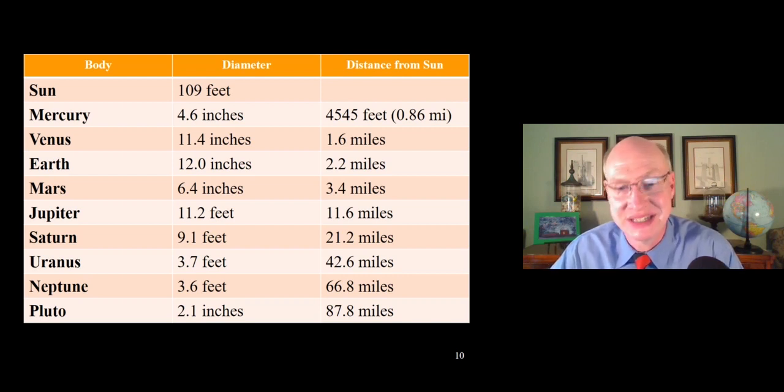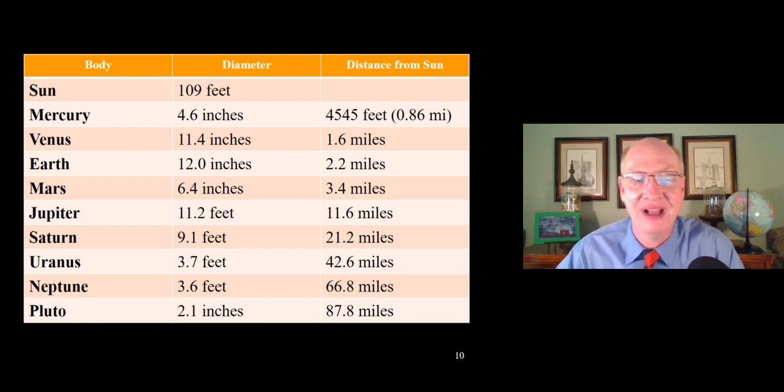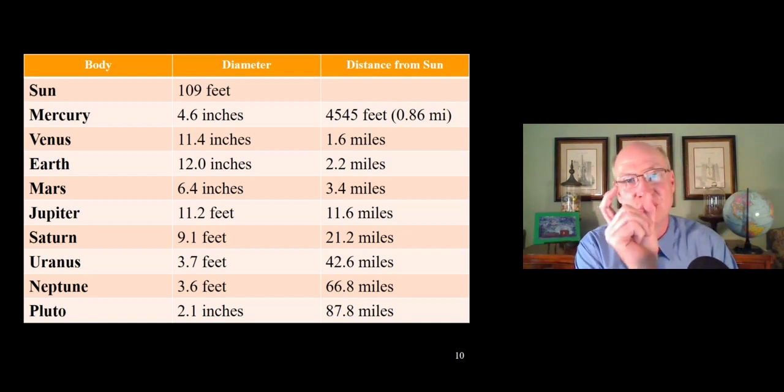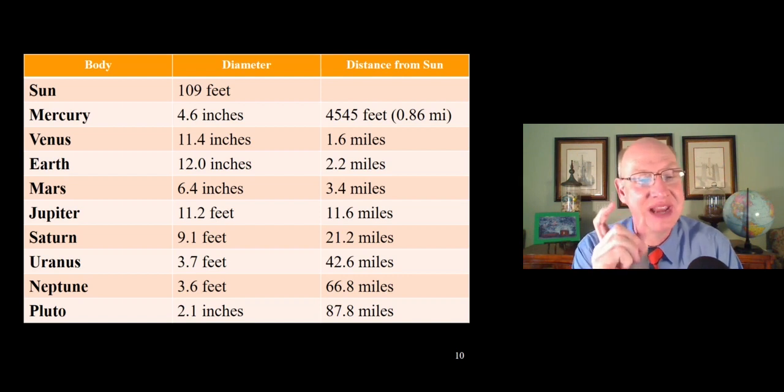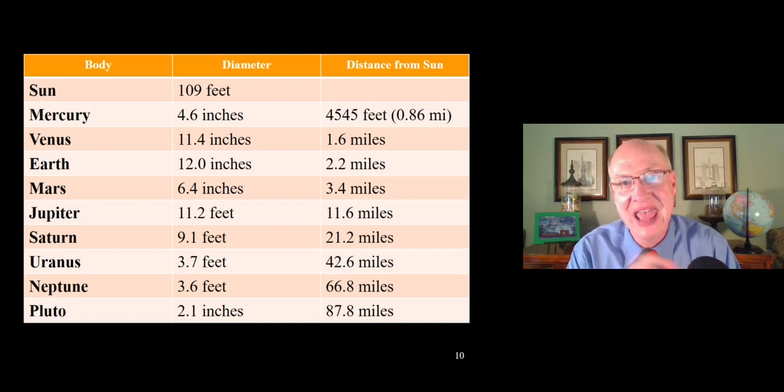Neptune is about 7 miles from the sun. And there's Pluto out there at 88 miles. And little Pluto is just 2 inches across. And that gives you an idea as to why Pluto was demoted from being a planet: Pluto is so much smaller than the other planets in our solar system.